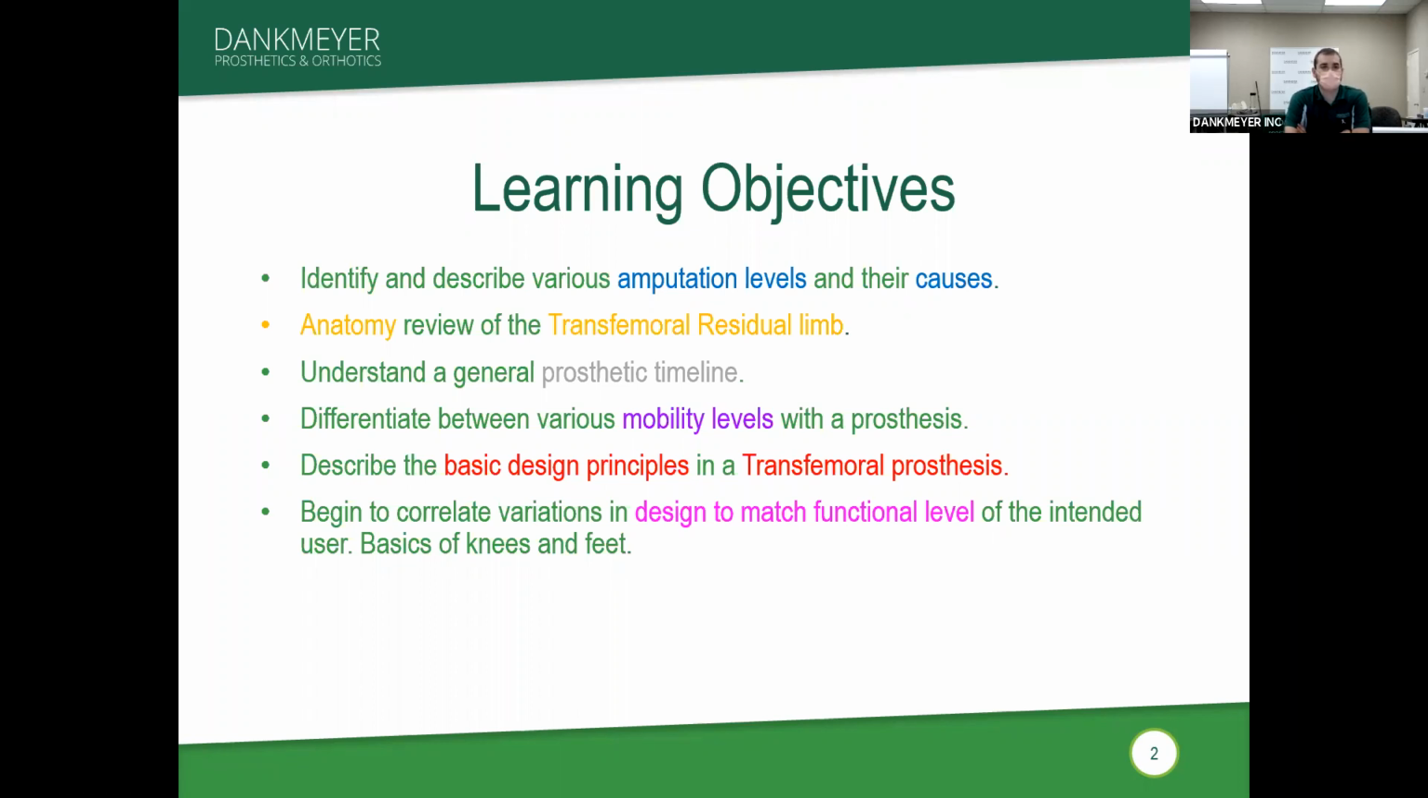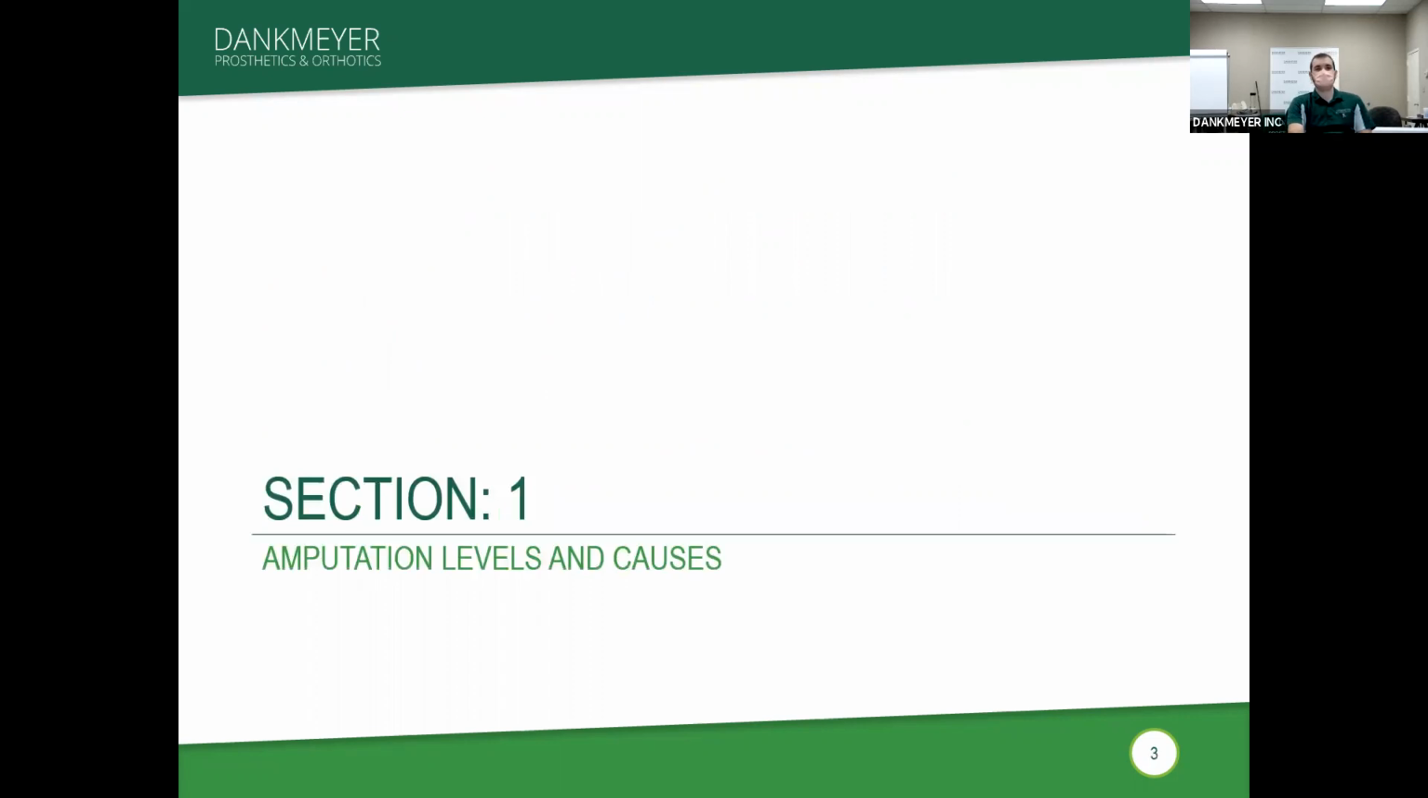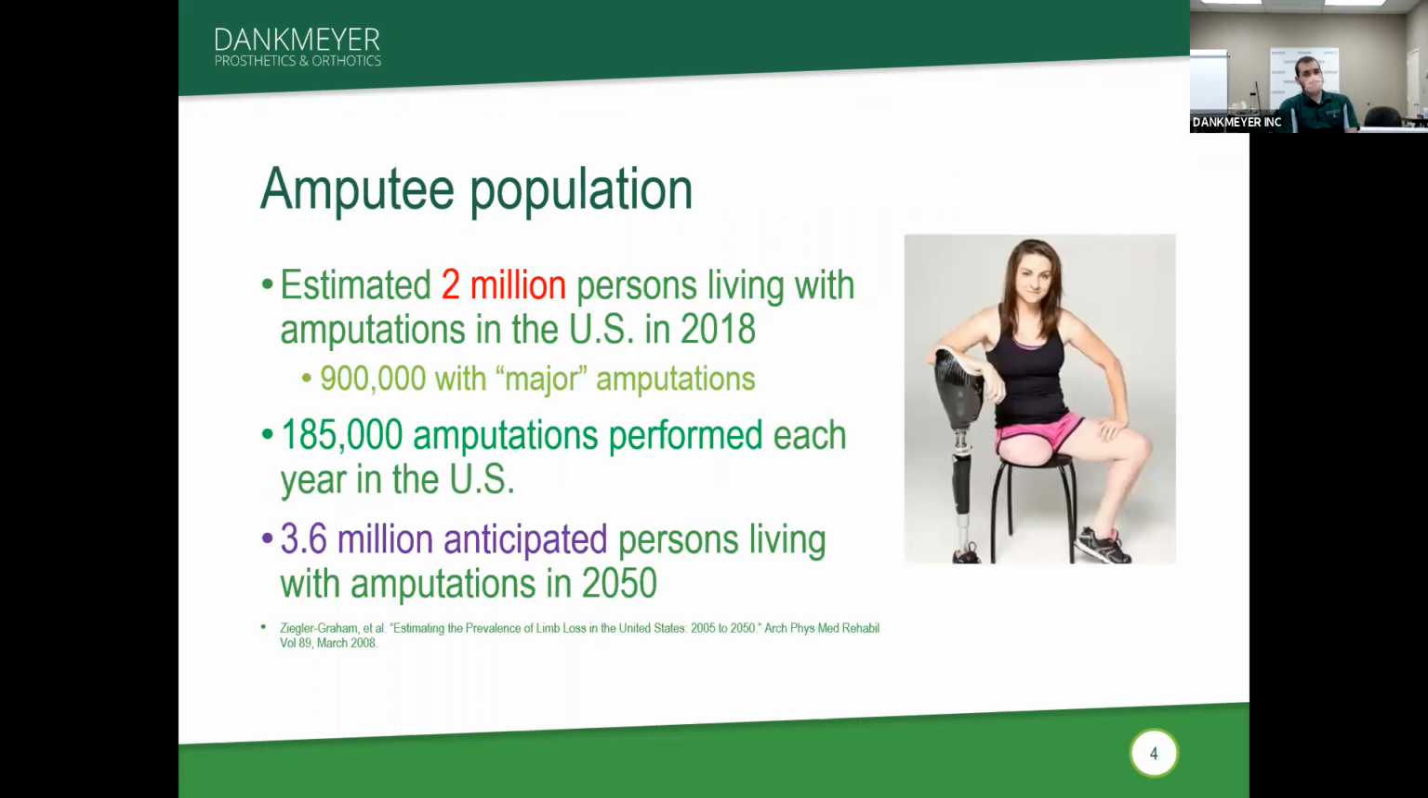Understand and review the general prosthetic timeline again, and go over those mobility levels and how that influences our options and choices as clinicians. And then also talk about basic design principles when we're looking to design transfemoral prostheses, and how we're going to match those to our functional level.